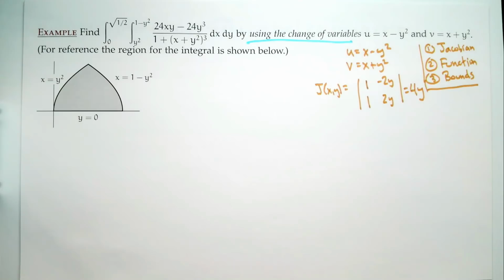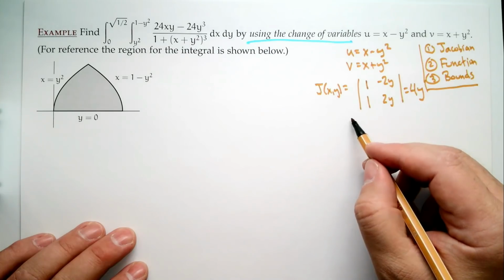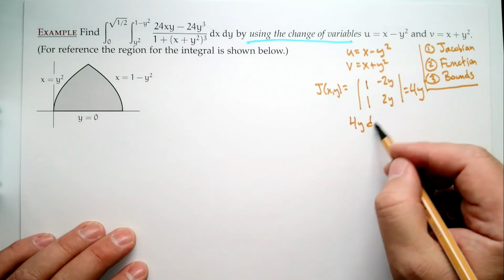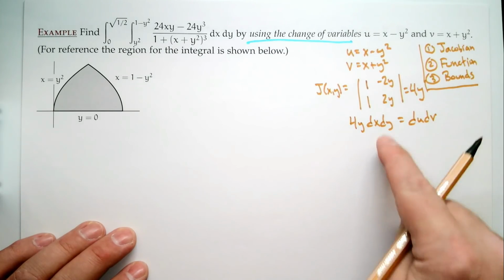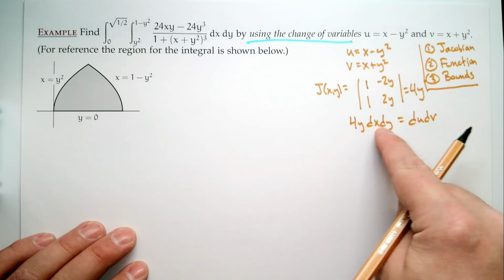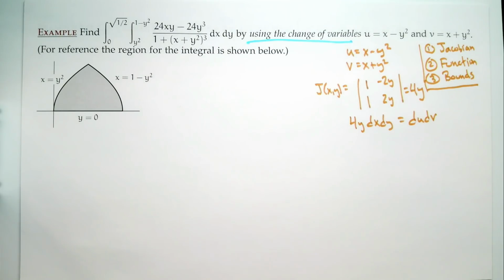Now, if by any chance it's negative, throw the negative out. You always want your Jacobian to be positive. So, what does that tell us? Well, what that tells us here is that 4y dx dy is going to become du dv. Now, this order doesn't matter. It could be 4y dy dx. It could be dv du. We're going to figure out the right order later on once we get our bounds set up.